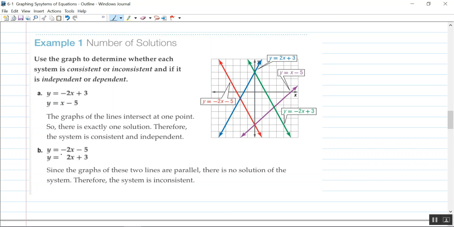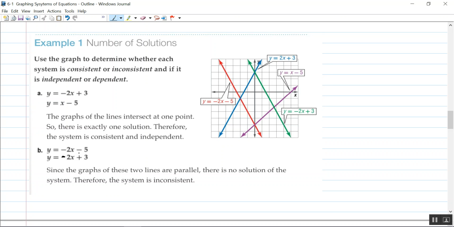The second one here is y equals negative 2x minus 5, and that would be the red line right here. And the other one is y equals, oh, this is a typo in the book. This should be a negative. Sorry about that. That should be a negative 2x plus 3. I think they made a mistake here. I think that's supposed to refer to the green line here because it says these two lines are parallel. Okay, let me go back and explain.